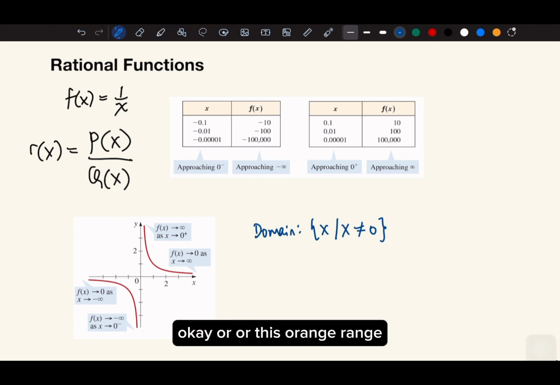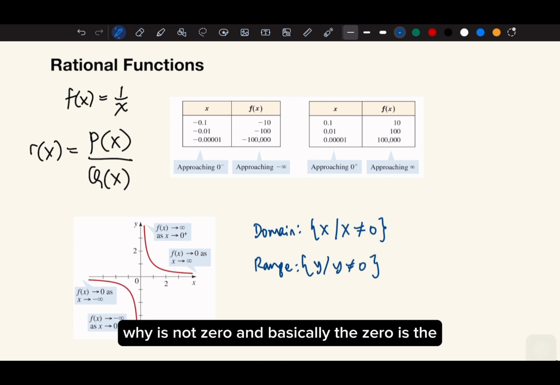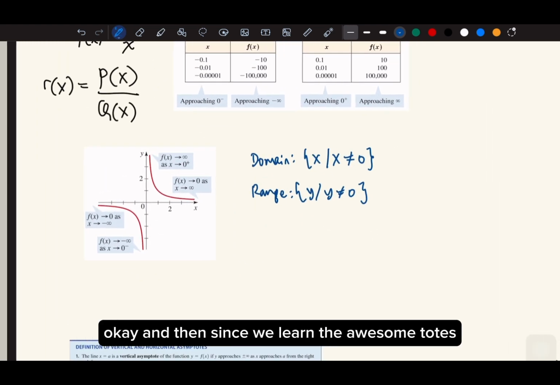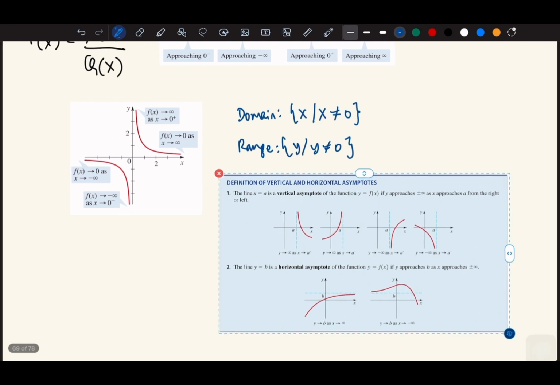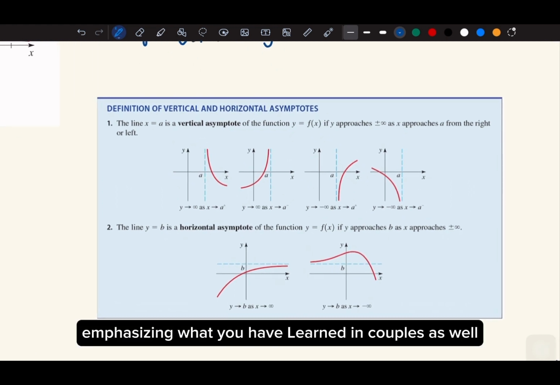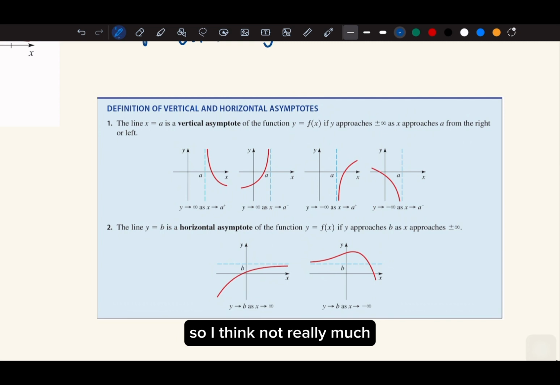Or the range. We can also have the range, which is y is not 0, and basically the 0 is the asymptote itself. Okay, and then since we learned the asymptotes, I think this is just emphasizing what you have learned in calculus as well. So I think not really much.